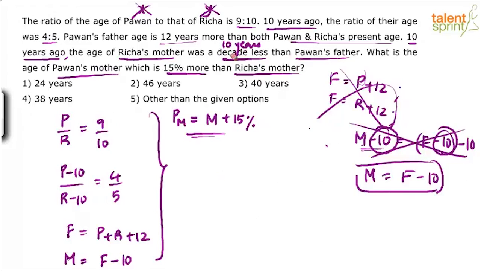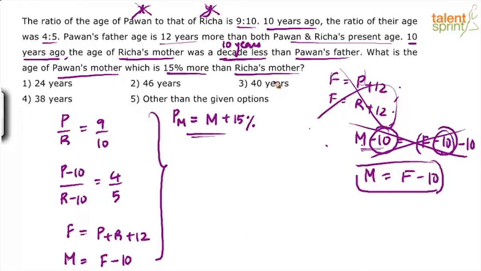For all those who were confused about this decade point here, a decade is 10 years, right? And this is basic general awareness, right? If you do not know what a decade is, then there are serious problems, right? 10 years ago, the age of Richa's mother was a decade less than Pawan's father. So if you go back 10 years, Richa's mother was 10 years younger than Pawan's father. Even today, she will be 10 years younger than Pawan's father. And even after 74 years, she will be 10 years younger than Pawan's father, assuming both of them live even after 74 years. So that's it.